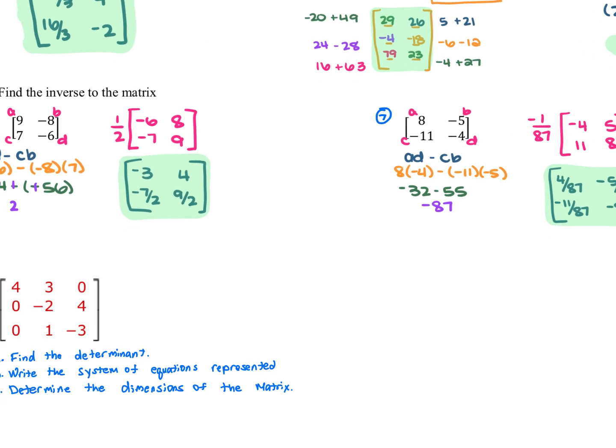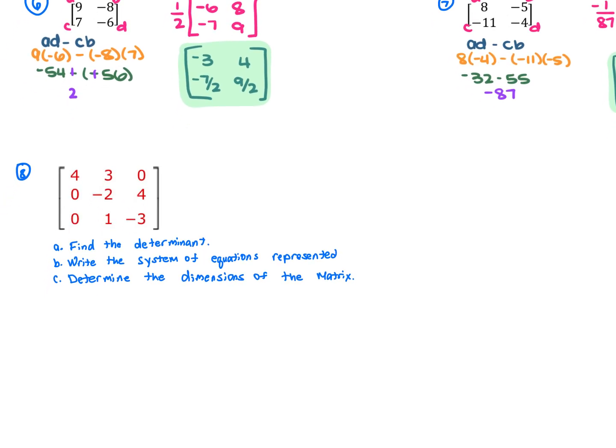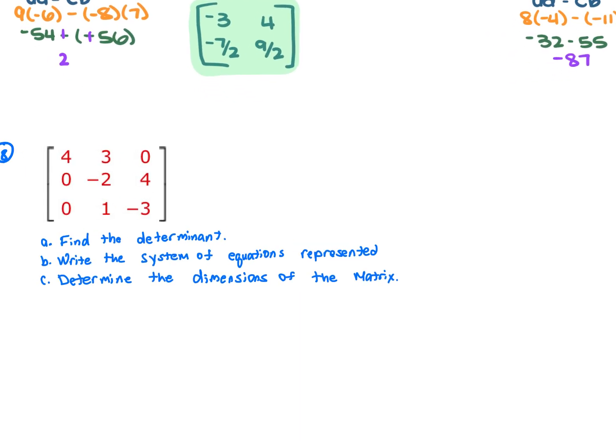For your next question, you are given a matrix that is 4, 3, 0, 0, negative 2, 4, 0, 1, negative 3. Told to find the determinant and then write the system of equations represented and then determine the dimensions of the matrix. We're going to go easy to harder with this and work with C first. Your dimensions of this matrix, it's a 3 row by 3 column. So that's just a 3 by 3.